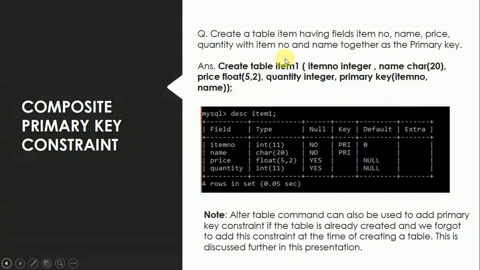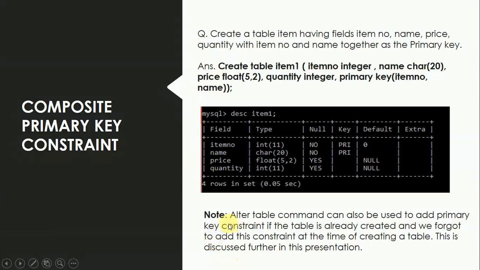So when we see the structure of this table, you can see against the fields item number and name, key is taken as primary and null values are not allowed in both of these columns. And then price and quantity can have null values.